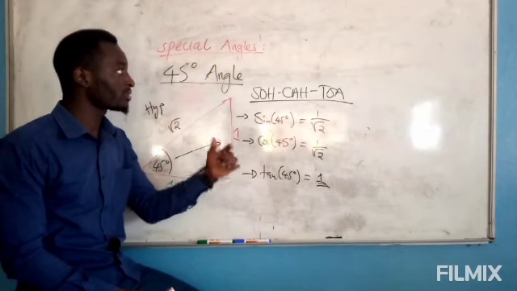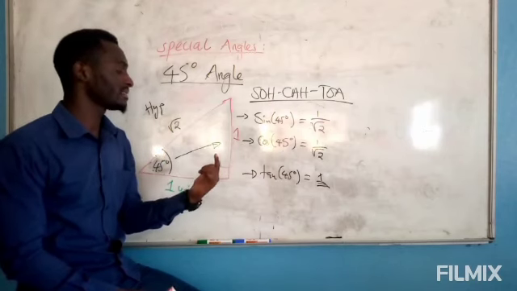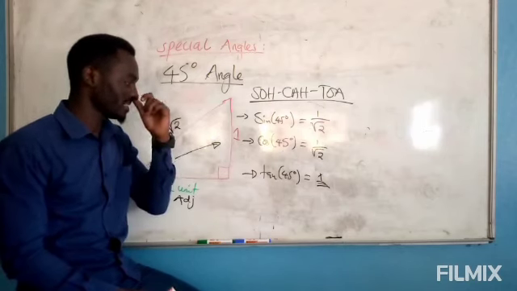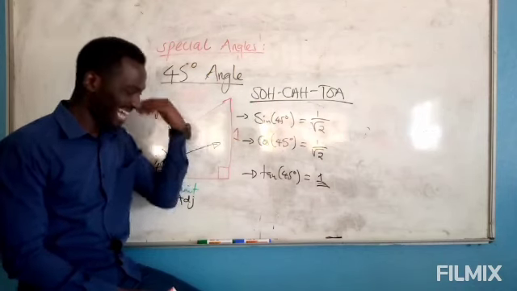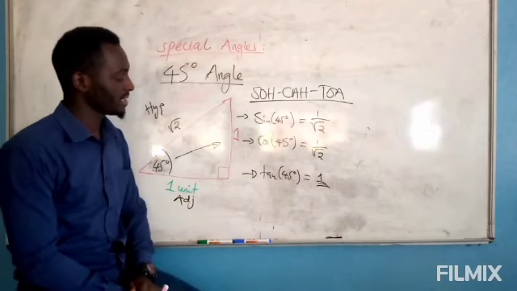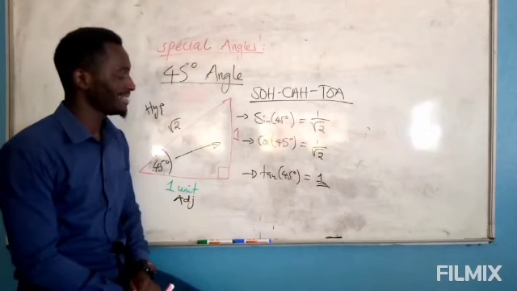In the next video, I'll talk about the 30-degree and the 60-degree angle so that you can see how the same SOHCAHTOA can apply on those two angles. Then another time, I'll look at 0 and 90 degrees.